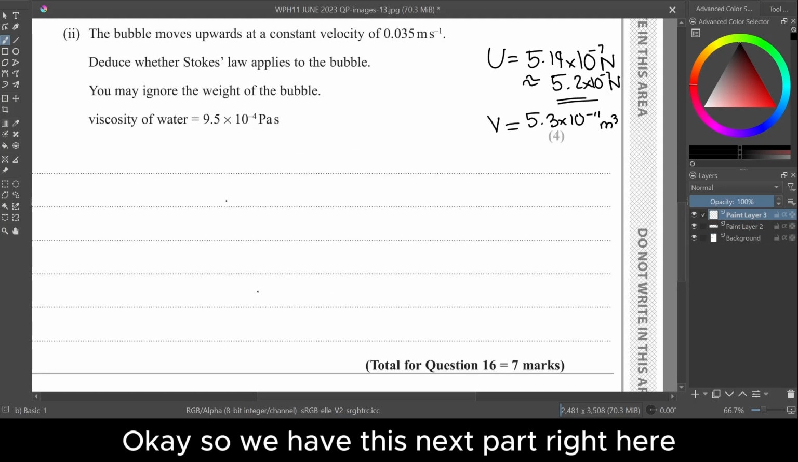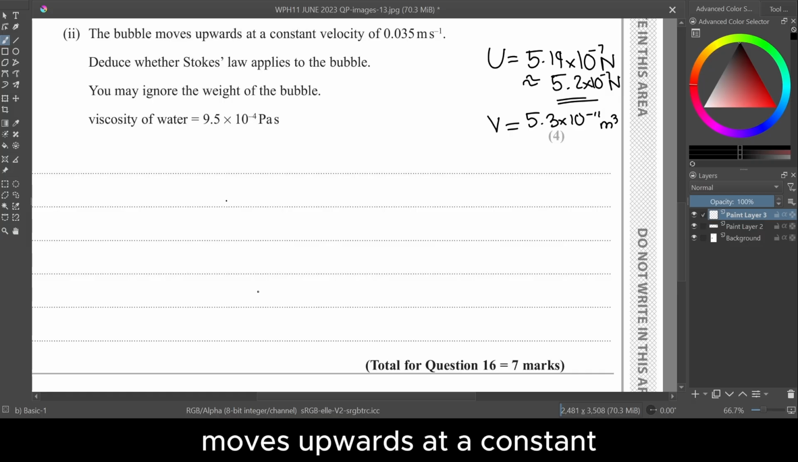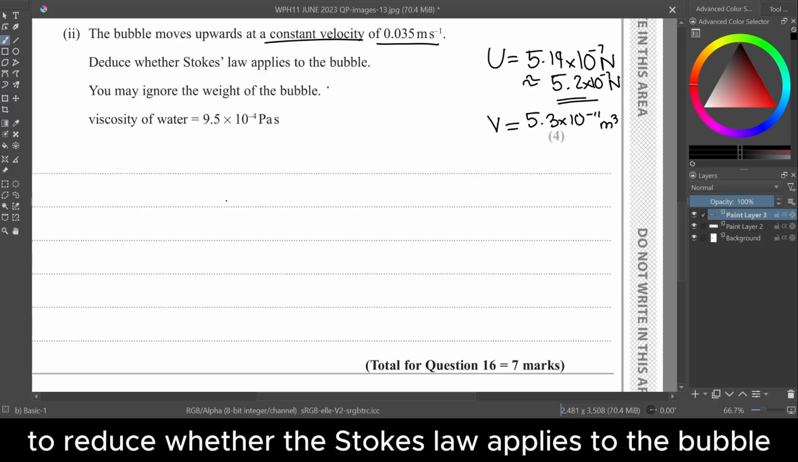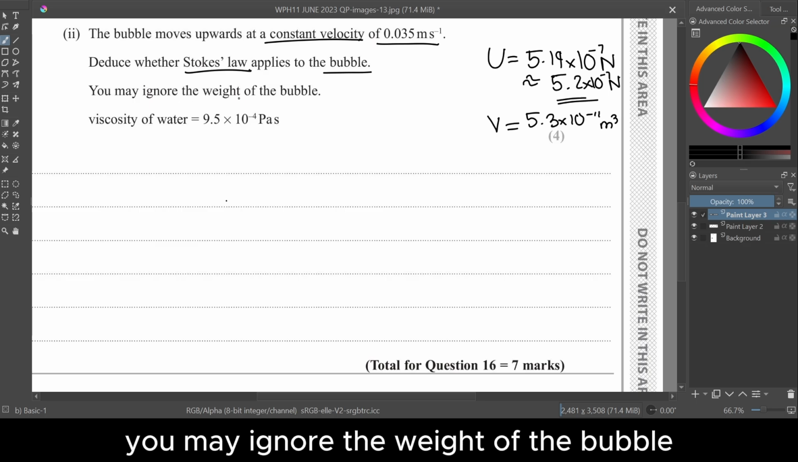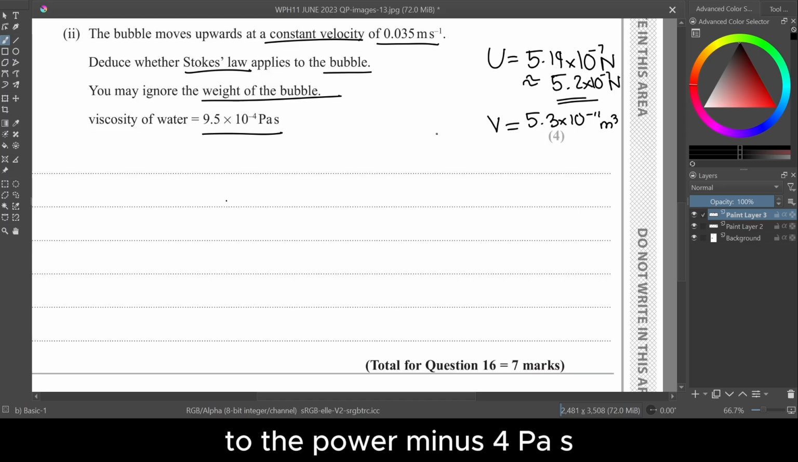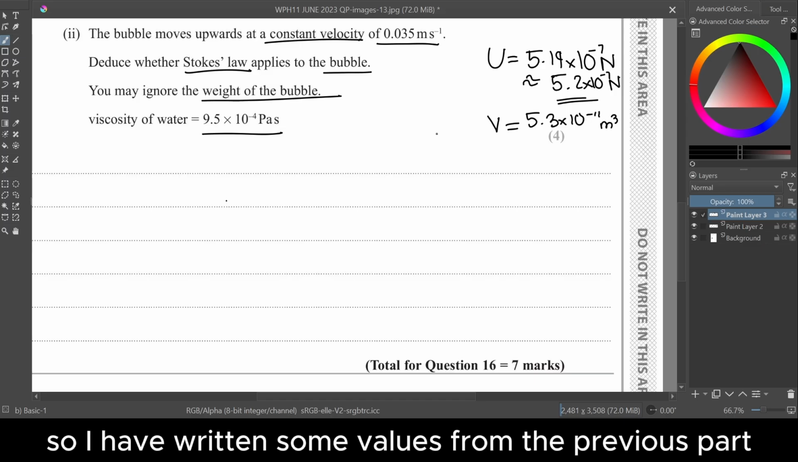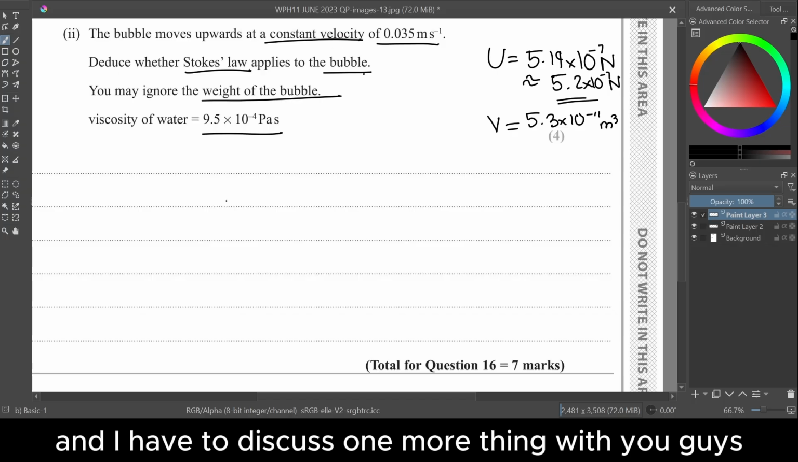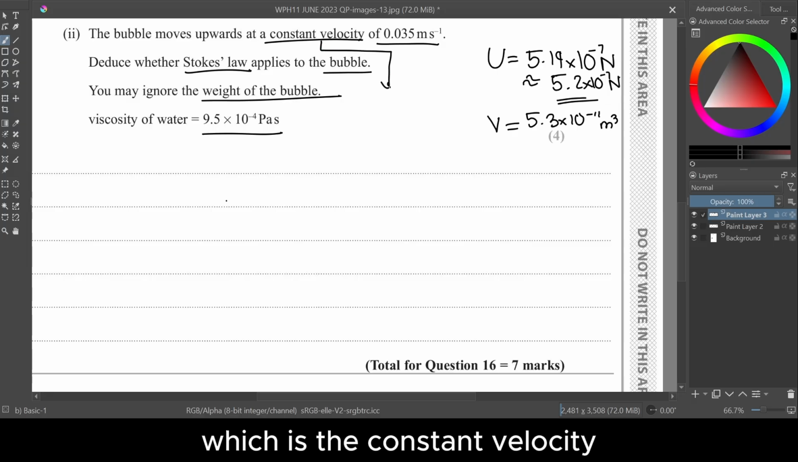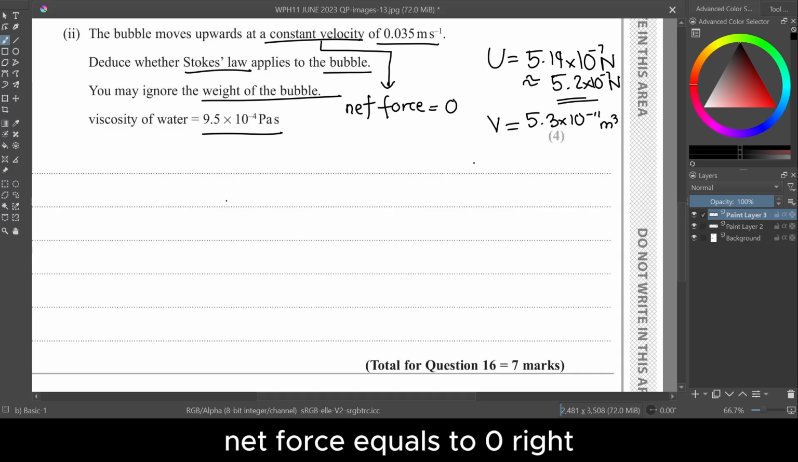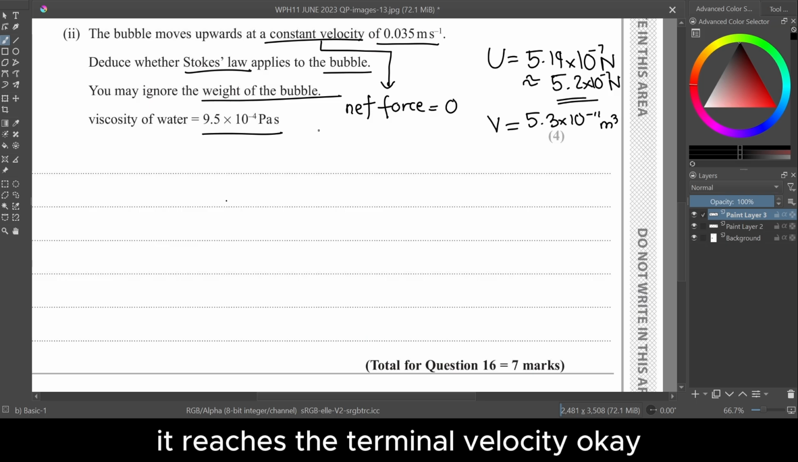Okay, so we have this next part right here. It says the bubble moves upwards at a constant velocity of 0.035 meter per second. Deduce whether Stokes' law applies to the bubble. You may ignore the weight of the bubble. Viscosity of the water is 9.5 times 10 raised to power minus 4 Pascal second. So I have written some values from the previous part, one is upthrust and the other one is volume. And I have to discuss one more thing with you, which is the constant velocity. Constant velocity means net force equals 0, right? In other words, it has reached the terminal velocity.